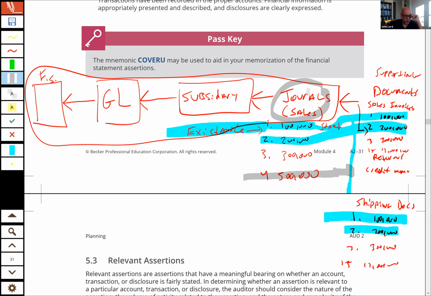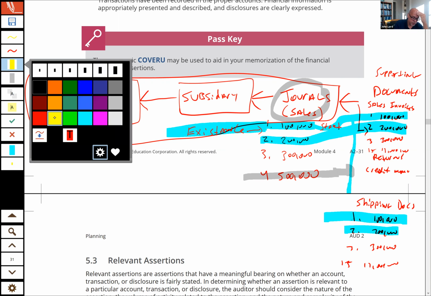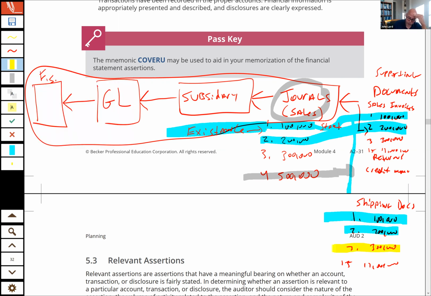Okay, good. So then we decide, well, we want to test another assertion. And this time, we're going to start from the supporting documents and come back to the financial statement. So now the arrow's going this way, right? So we find the shipping document, we find the invoice, we take it back to the sales journal. That is the completeness assertion.